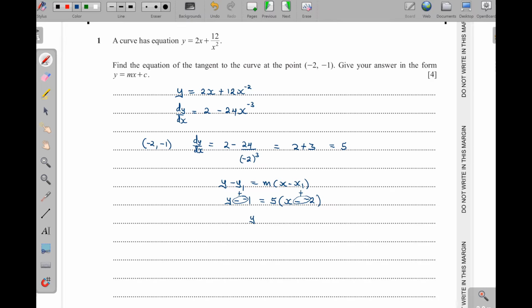So when I open the brackets, here I will have 5x. 5 times 2, we get a 10. Now this one, when it crosses, it becomes a minus, so -1. So our final answer then becomes y is equal to 5x plus 9. As simple as that.